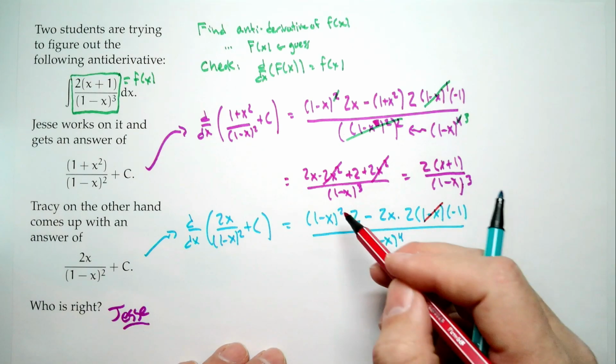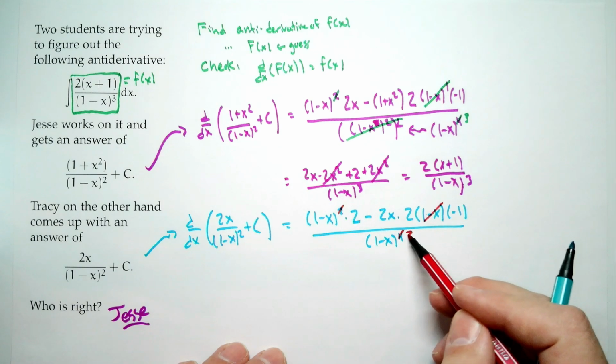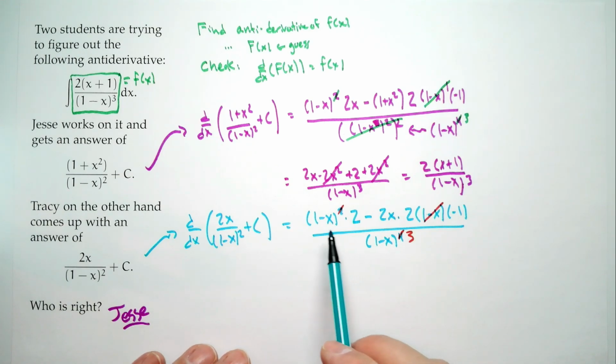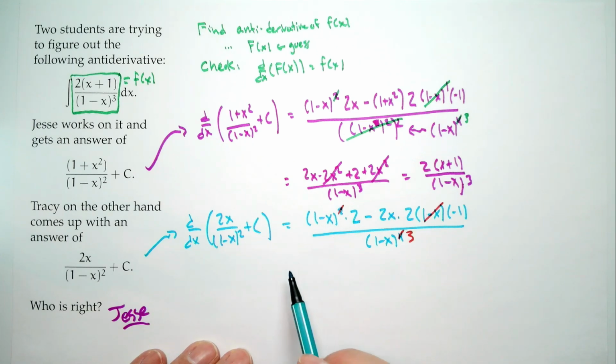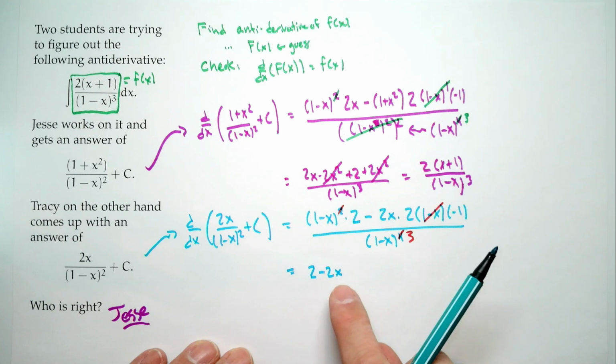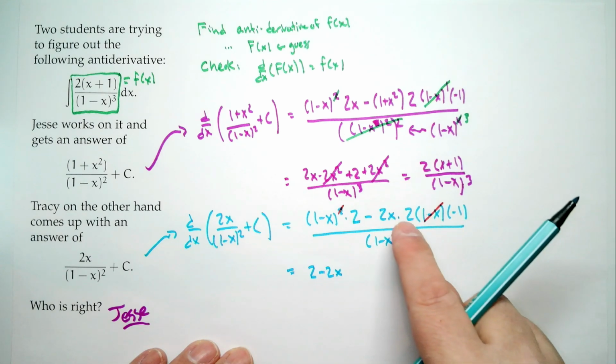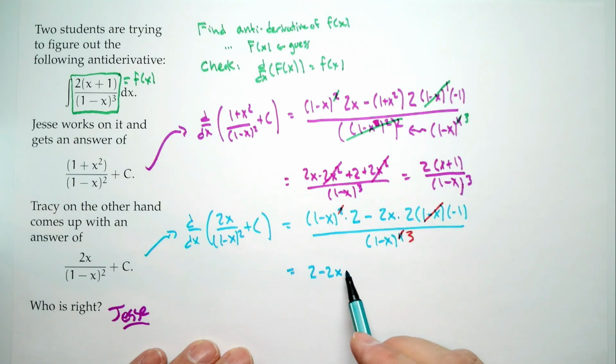Cancel off a 1 minus x like before. All right. So, let's see, what do we have left upstairs? Well, we have 2 times 1 minus x. So that's 2 minus 2x. Okay, 2 minus 2x. That's probably their mistake. Minus minus makes a plus. 2 times 2x is plus 4x over 1 minus x cubed.